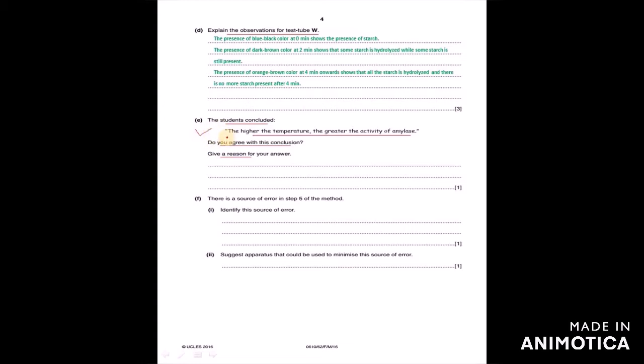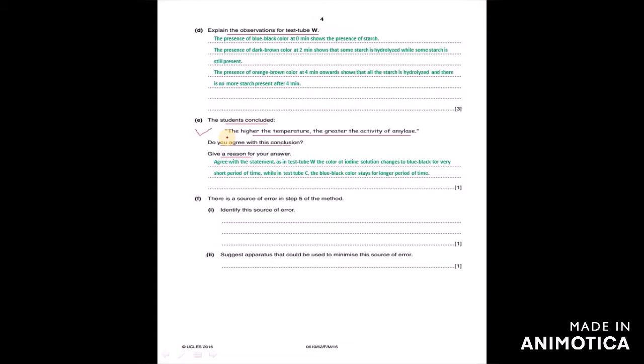Maybe yes or maybe no. But remember to justify your point. Now, if I consider for the same, then I would probably agree with the statement, as we can see in the observation table that in the warm tube labeled W, the activity of enzyme is faster as the blue-black color persists for a very short period of time compared to tube C. This means that the starch is hydrolyzed more quickly in tube W than tube C.